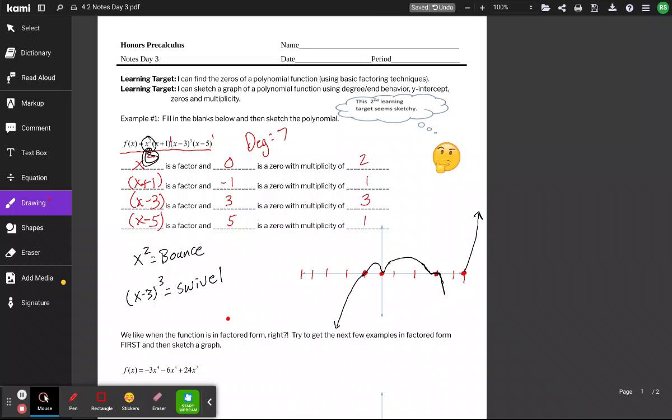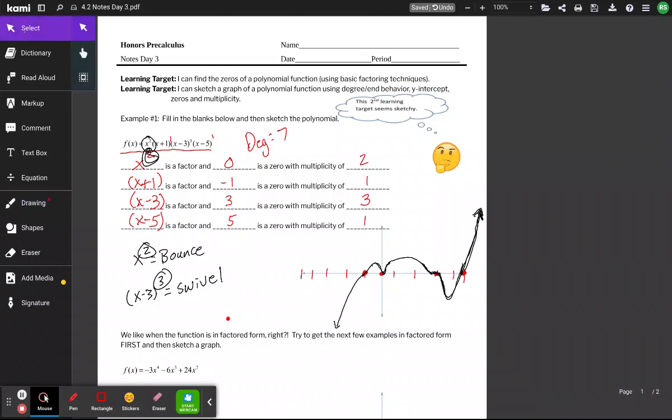Okay, I won't be super particular on your swivel, but I want to see that you know it doesn't cut through the axis like the function does here at positive 5. So multiplicities of 2, the function bounces. Multiplicity of 3 or anything that's odd, we're going to have a swivel, so it kind of looks like a cubic function as it passes through the graph. So we went over those sketches on Friday.